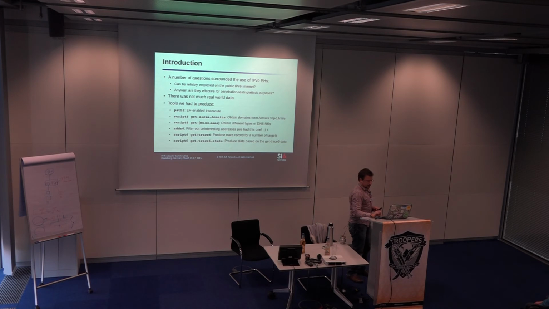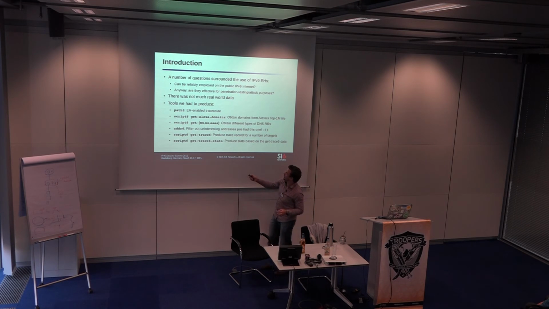Okay. So the idea again was to grab a list of domain names and try to figure out the extent to which packets with extension headers could get to those domain names. These are some of the tools that we had to use or implement in order to be able to perform those measurements. Well, first of all, path 6, because it's a trace route implementation which supports extension headers, that was necessary. Then there were these scripts that were needed to process the Alexa's top 1 million sites.